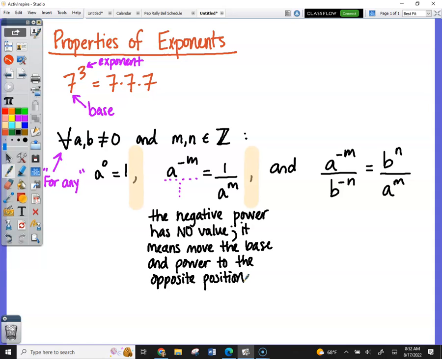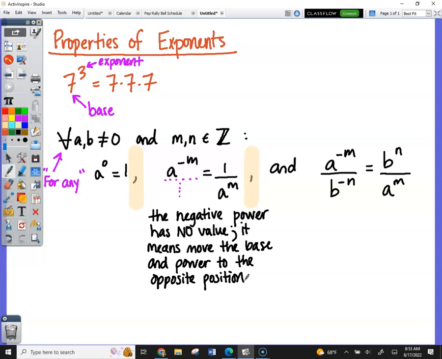We will get to some more complicated problems where you have to look at it carefully, because the negative power might be attached to just one base, like one number, but there might be a coefficient there as well that you have to pay attention to, because you don't move the coefficient. Let me give you an example.